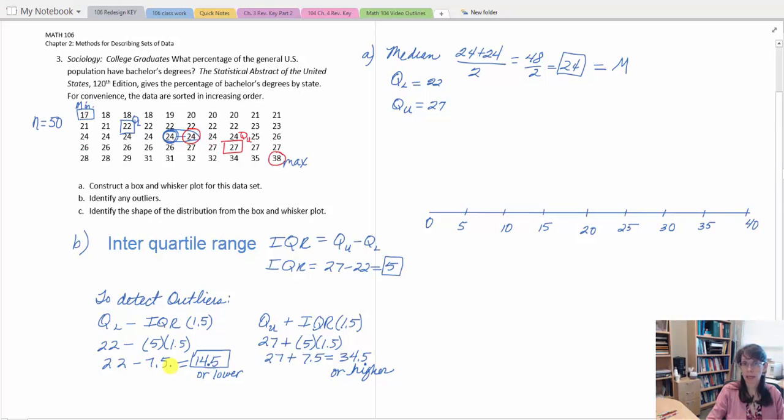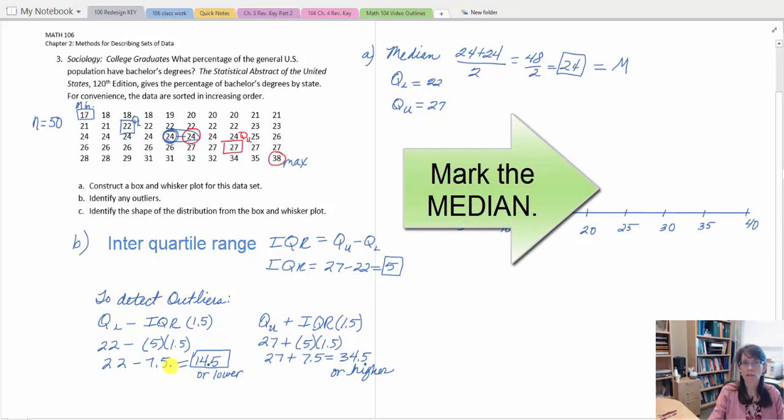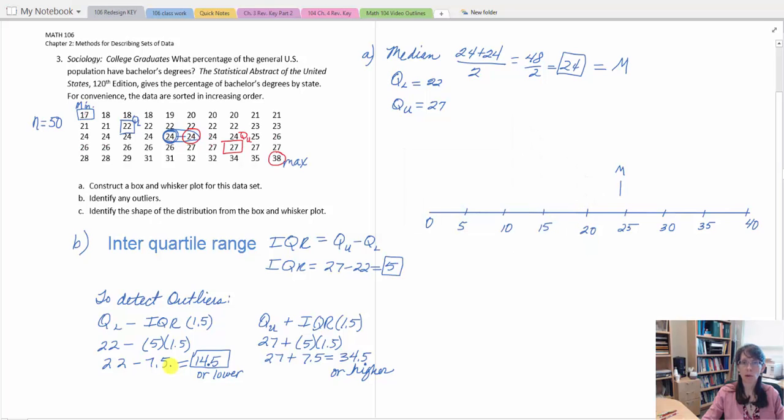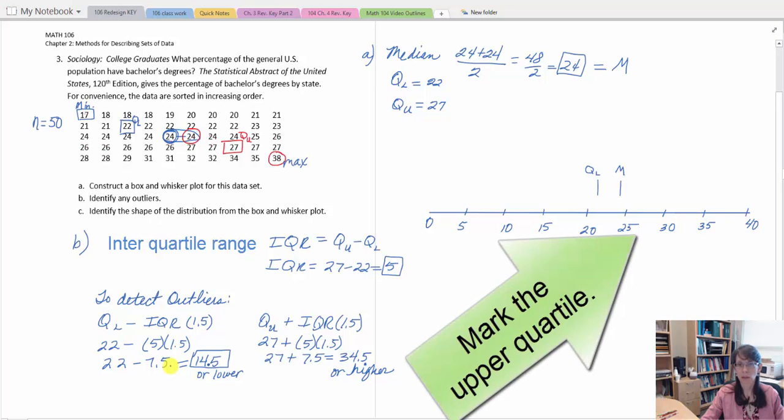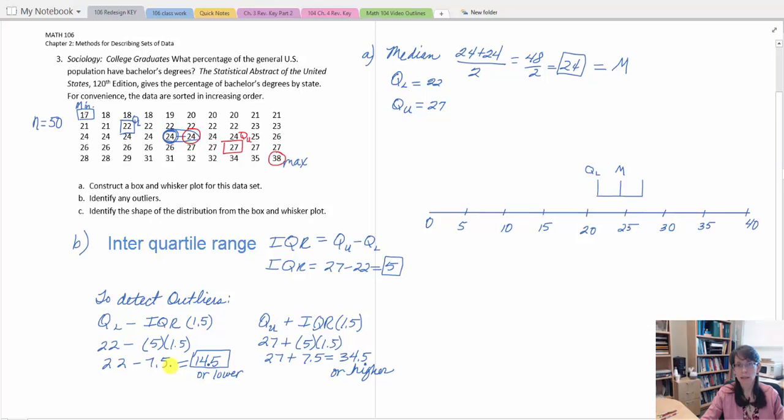So what I'm going to place above this number line, first of all, is the median. My median value is 24. So I'm going to draw a small vertical line about at 24, and I'll label that capital M. And then I'll draw another small vertical line for the lower quartile at 22, and I'll label that as Q sub L. And finally the upper quartile at 27, and connect these lines with some horizontal lines, and you'll see the box of your box plot.